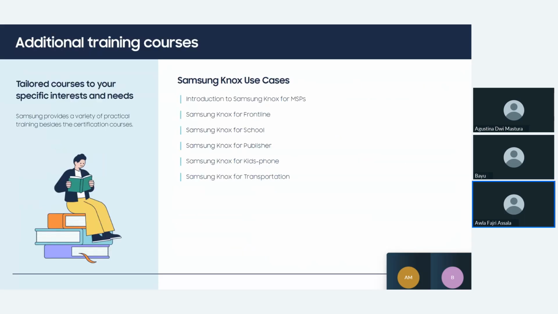So we also have some additional training courses in our SBA. Most of it is Samsung Knox use cases. So there is an introduction to our Samsung Knox for MSPs. We have also Samsung Knox for frontline, for school, publisher, for kids phone, and transportation. So if you're trying to go into those kinds of customers and maybe you need some insight on how to approach them, you can also look at our SBA and get some information and go to them confidently.